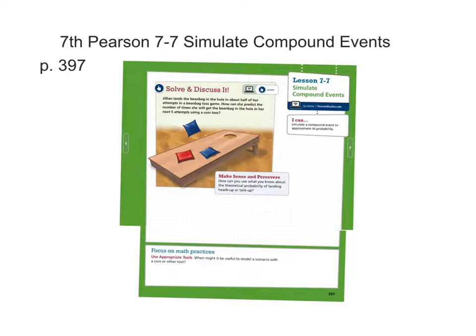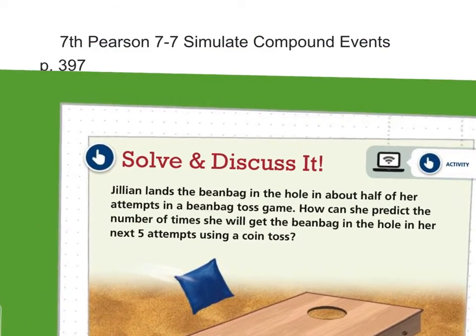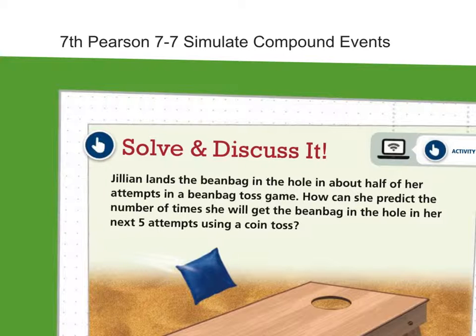Page 397, lesson 7.7 is on simulating compound events. What we're going to talk about in here is how we can look at some events that might happen and how we could simulate the chances of them happening. On 397 it says Jillian lands the beanbag in the hole about half of her attempts in a beanbag toss game. How can she predict the number of times she will get the beanbag in the hole in her next 5 attempts using a coin toss?